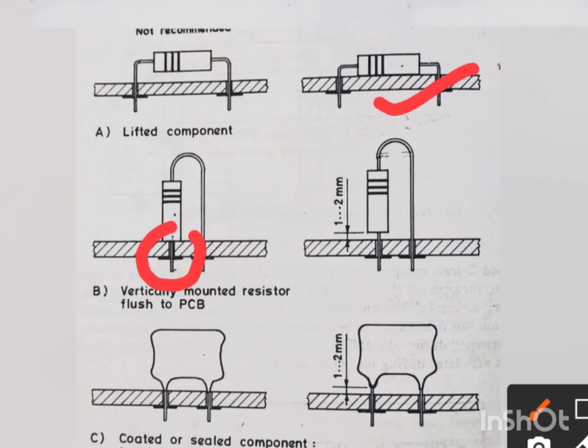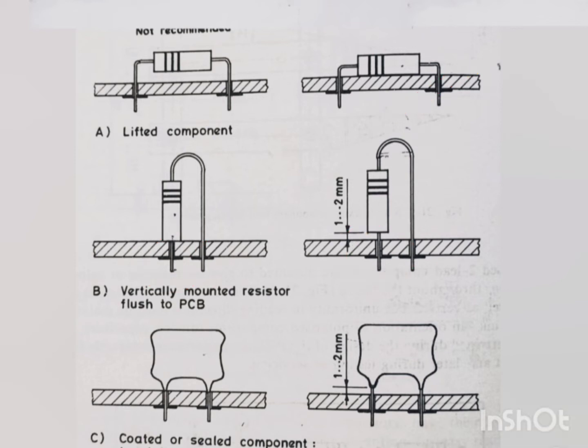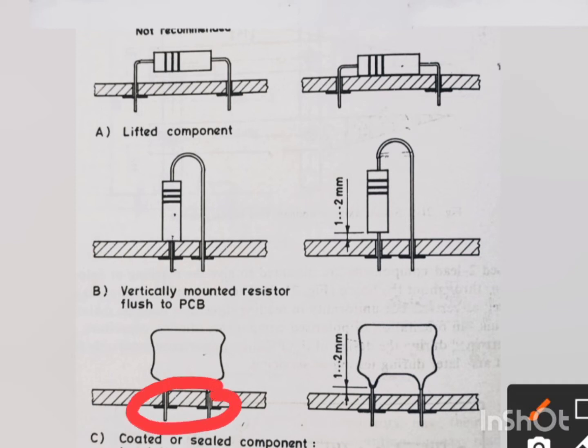This is okay, touching the body, but this way the body should not touch the PCB. That's why you could have some gap like this. You can see some gap here, so this is recommended. Similar for the capacitor also, you see the left hand side is just touching the body. If you see very clearly, it is touching the body here, whereas here there is some gap. You can see it is raised a little above the PCB.